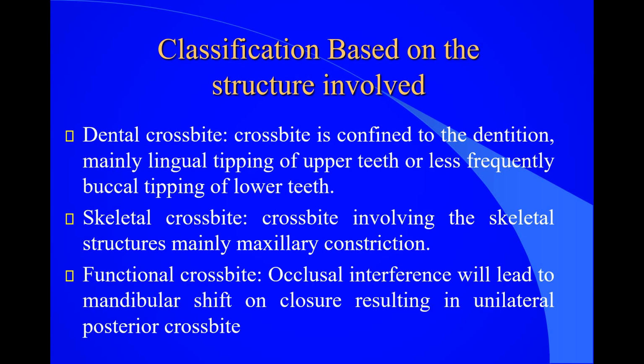Dental crossbites. Crossbite is confined to the dentition, mainly lingual tipping of upper teeth, or less frequently buccal tipping of lower teeth. Skeletal crossbites, crossbite involving the skeletal structures, mainly maxillary constriction. And functional crossbite, where occlusal interference will lead to mandibular shift on closure, resulting in unilateral posterior crossbite.